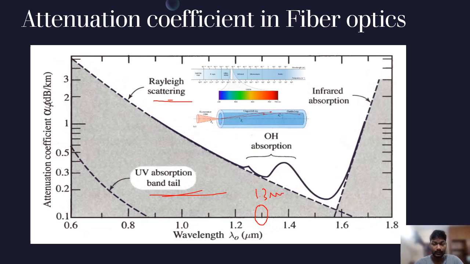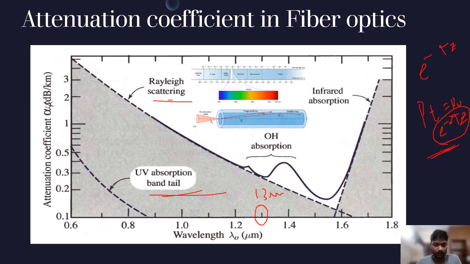One thing to remember is that the attenuation coefficient is directly proportional to loss. The more the attenuation, the more the loss. In electric field terms it is proportional to e to the power minus alpha z, and for power, P transmitted will be P naught into e to the power minus 2 alpha z. Here z is the distance covered by the wave. So attenuation directly affects the power of the signal we are transmitting, and we want this attenuation to be minimum so that our loss will be minimum.